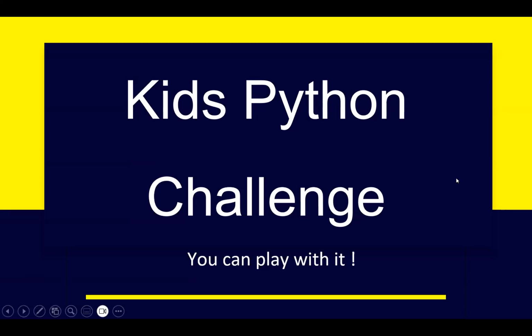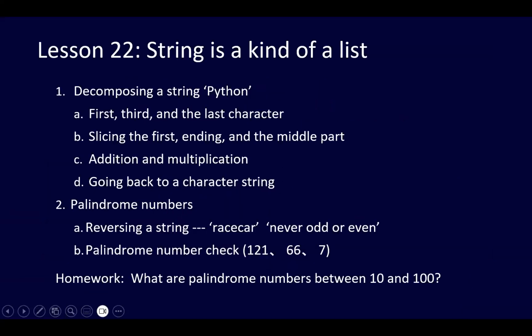Okay, so let's see where we were. Lesson 22: String is a kind of a list. We learned that a string, which is a character string, is implemented as a kind of list, and we can apply any list-related techniques to handle those strings, like picking up some characters or making a slice, a sub-part string, out of it.